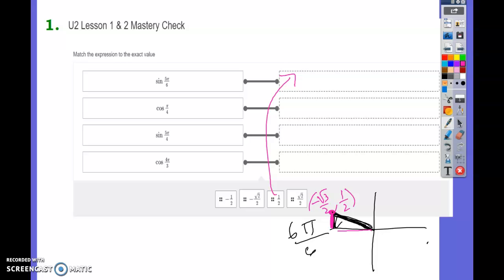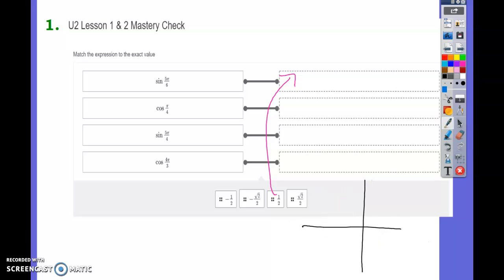Now cosine of pi over 4. Well, now we're counting in fourths. Okay, counting in fourths, this is 4 pi over 4. And we are doing pi over 4. That's just 1 pi over 4. So we know that ordered pair is both positive for the x-coordinate and the y-coordinate because we're going to the right, which is positive, and we're going up, which is also positive. So that's root 2 over 2 and root 2 over 2. So the cosine of pi over 4 is root 2 over 2, positive.